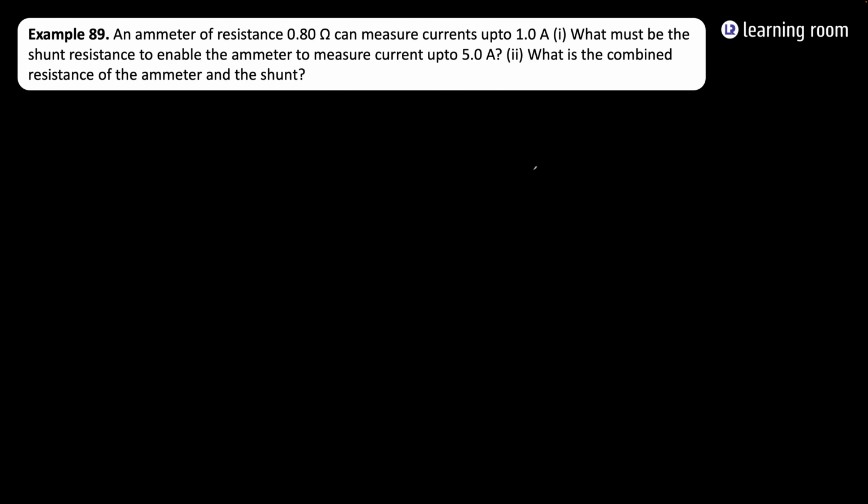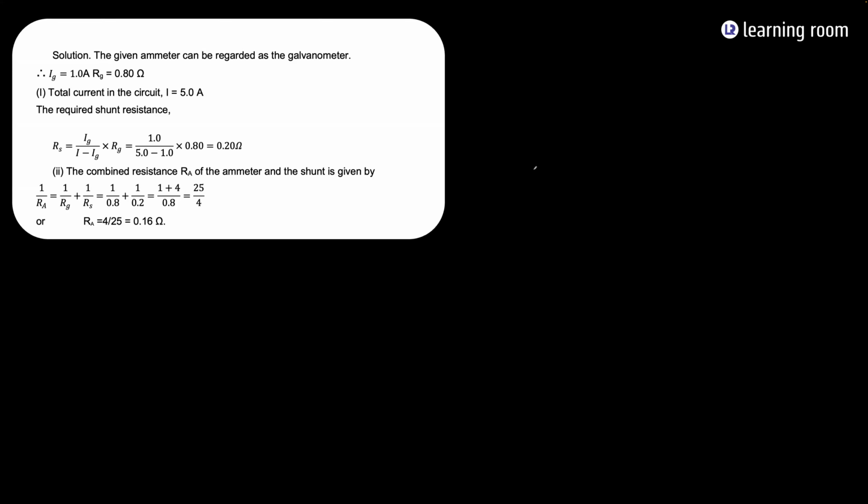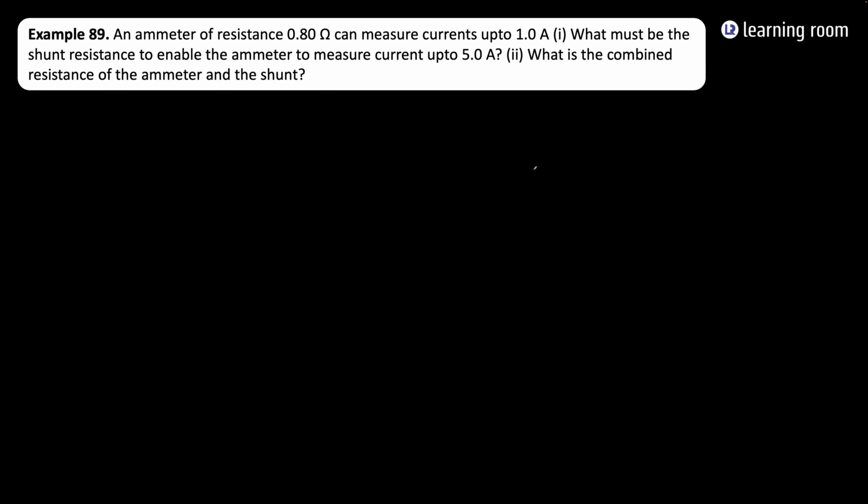So here, 0.24... 20. Correct. What is the combined resistance of the ammeter and the shunt? I'll tell you what is the meaning of this.